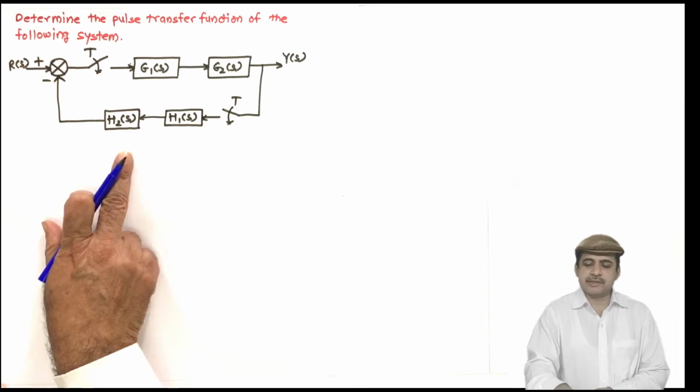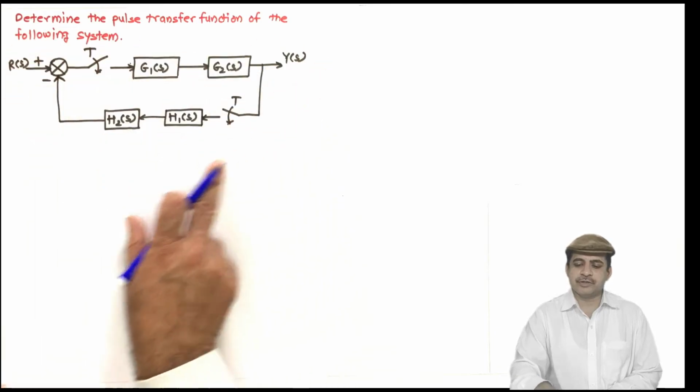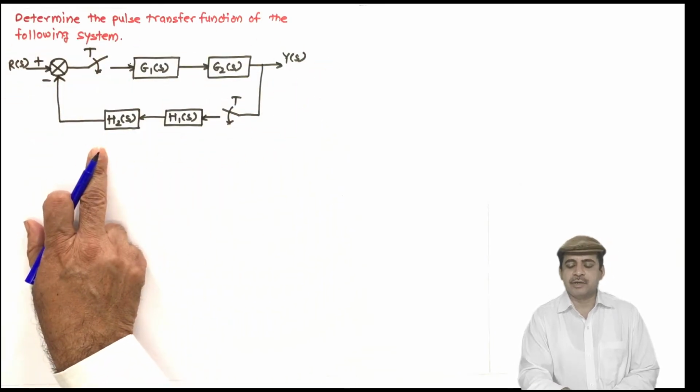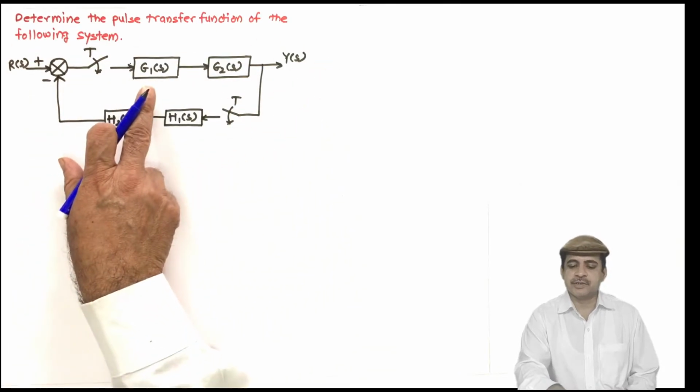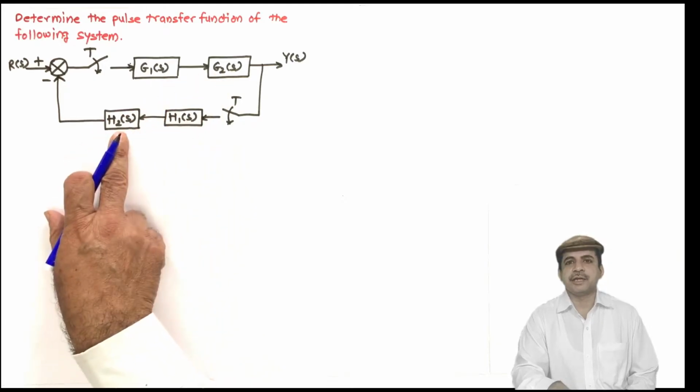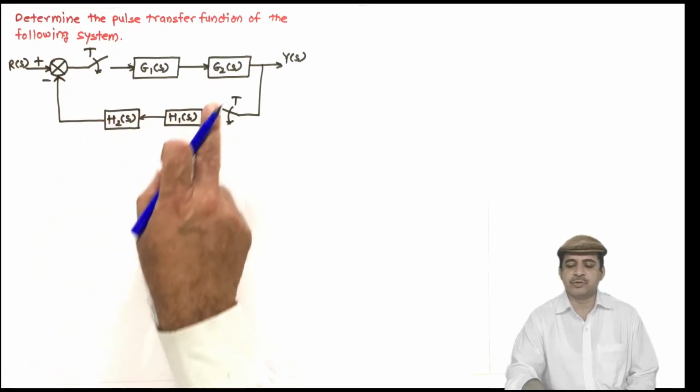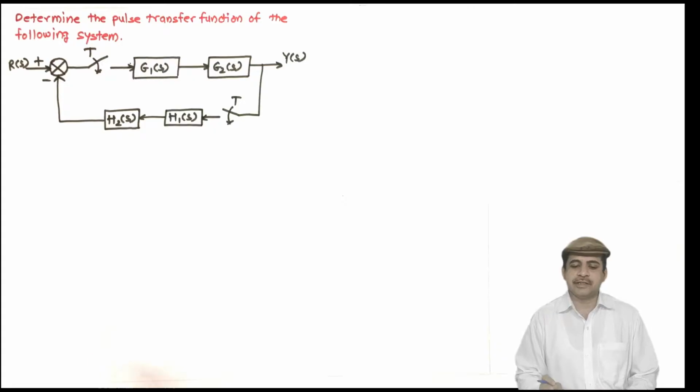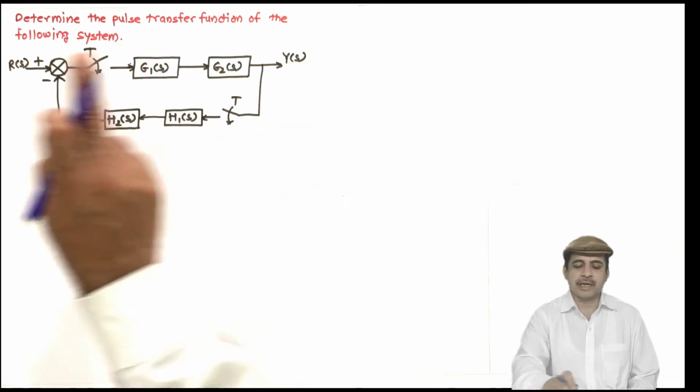Here in this case, the block diagram is given, so the system is represented with this block diagram, and it has 4 subsystems having transfer functions G1, G2, H1, H2, as well as 2 samplers, and our objective is to find out the pulse transfer function Y(z)/R(z).